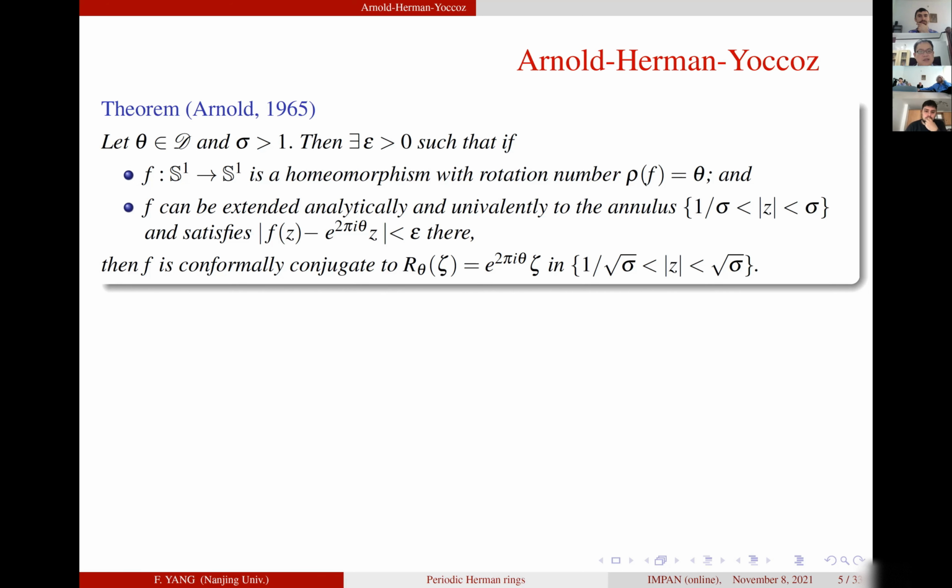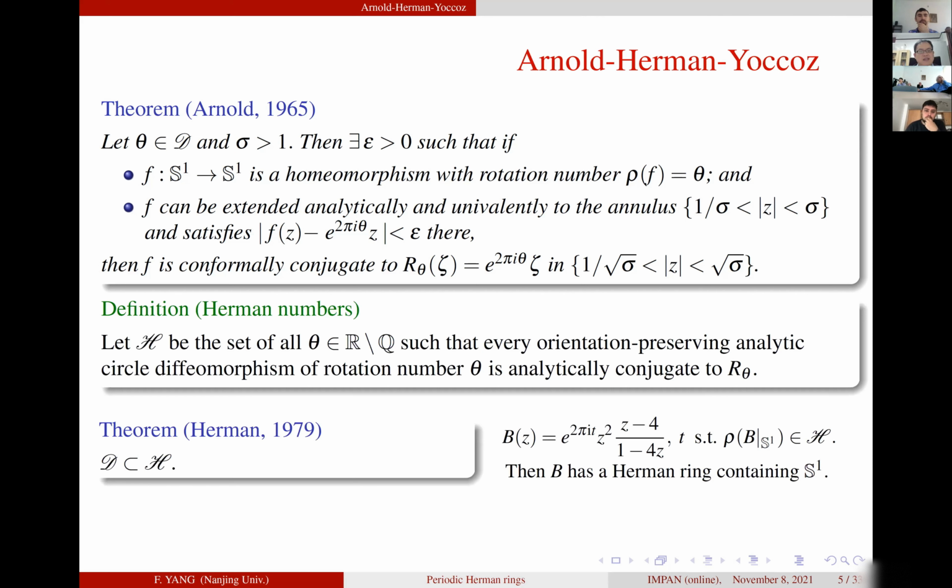And then later, Herman studied circle diffeomorphisms, and he introduced a class of irrational numbers H. The set H is the set of all irrational numbers theta such that every orientation preserving analytic circle diffeomorphism of rotation number theta is analytically conjugate to the rigid rotation.